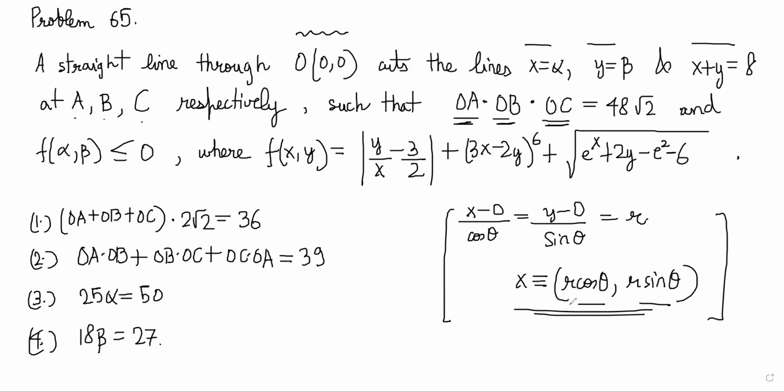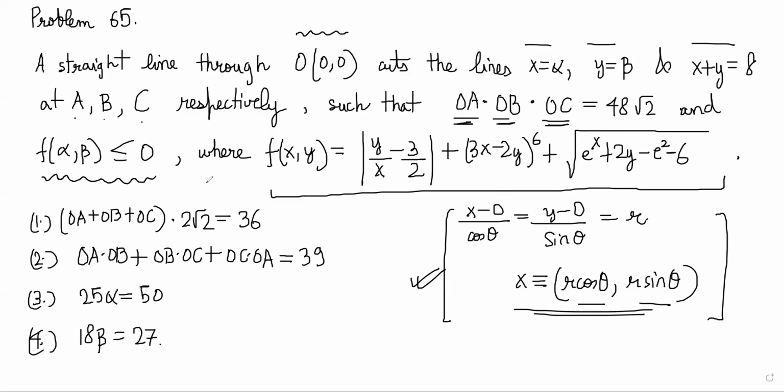Okay, but before we go ahead, we have to figure out why they have given us a complicated looking equation of f(x, y). The question has said that f(alpha, beta) should be less than or equal to 0. But if you look at this function closely, you will realize that all the three parts of the function are always non-negative. There is a modulus, which will always be positive. There is something to the power 6, which cannot be negative. Similarly, there is a square root, and this will always be positive.